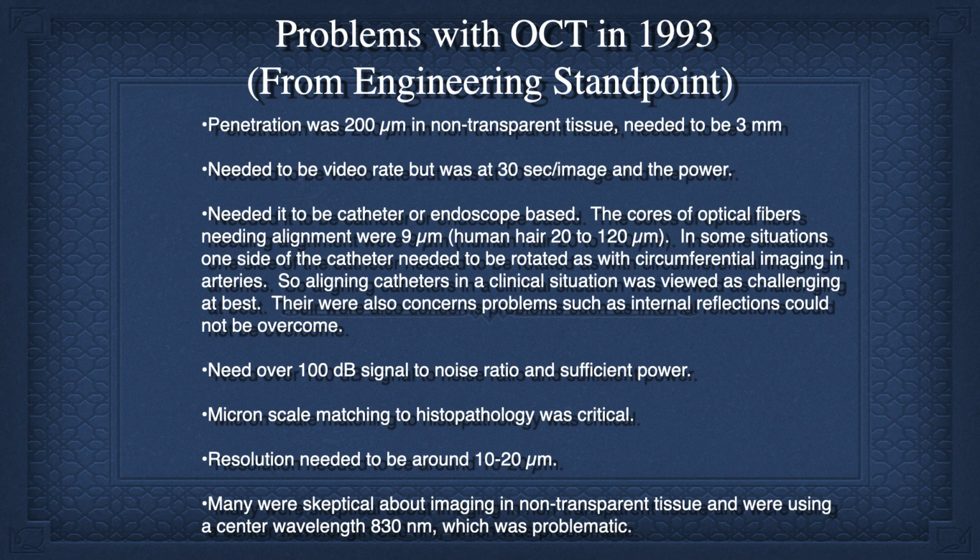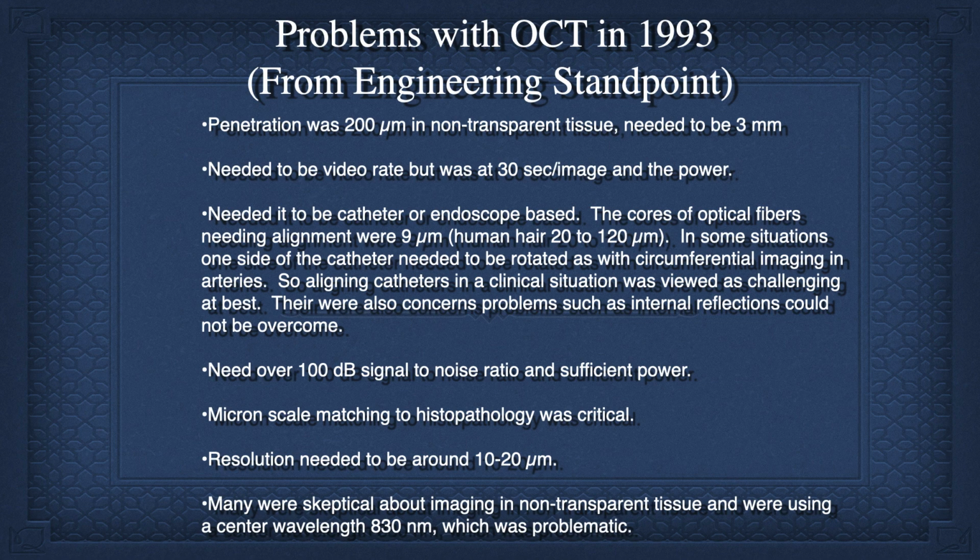First, the penetration was only 200 microns if you used the ophthalmology system in tissue, which wasn't good enough. If you did not beat that and get to roughly 3 millimeters, then OCT would be useless in coronaries and any other tissue. It needed to be at video rate for the coronary artery and a lot of other applications, and it took us about 30 seconds per image. So that needed to be overcome, and the faster the acquisition rate, the more you needed to increase the power of the sources.